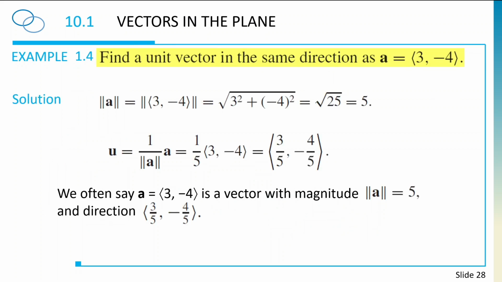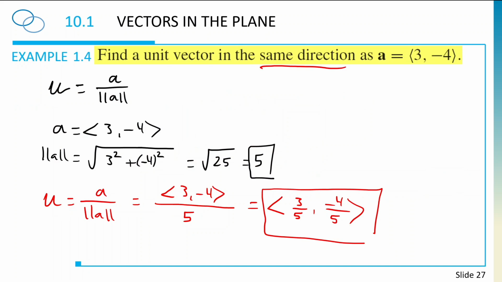Okay. What else do we have? So by this example, we'll finish section 10.1. That's all about 10.1.